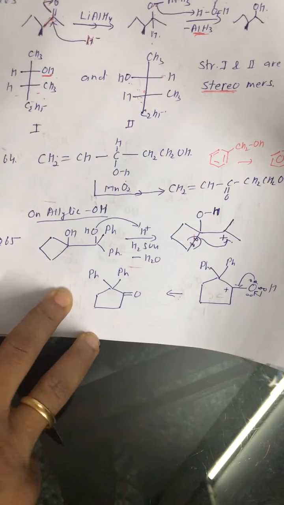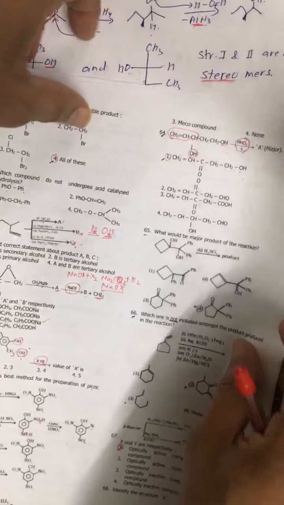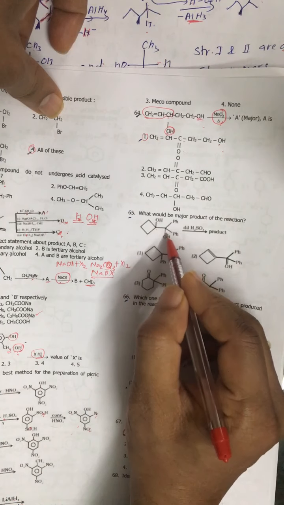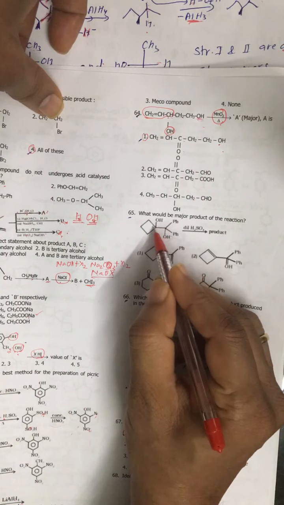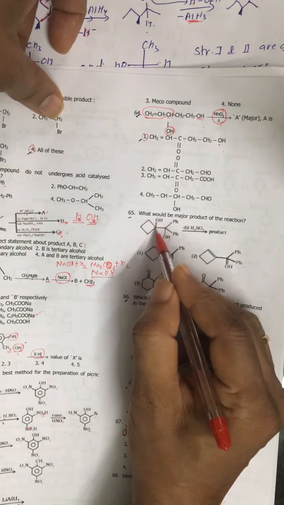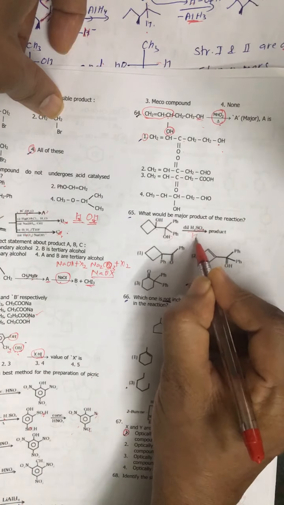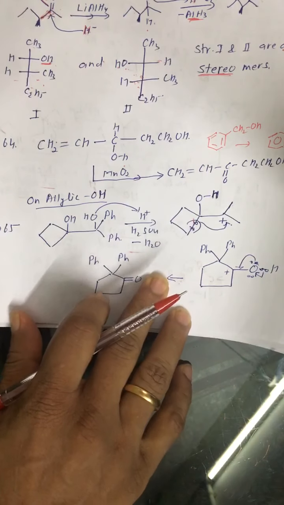Then we have question number 65. This is also a pinacol-pinacolone rearrangement. Now look at this case. We have two phenyl groups and OH, and this is a cyclobutyl group and OH. It is treated with dilute H2SO4, or they will mention simply H positive. Alright, now see what is happening.